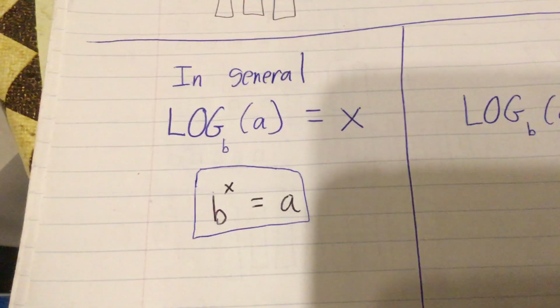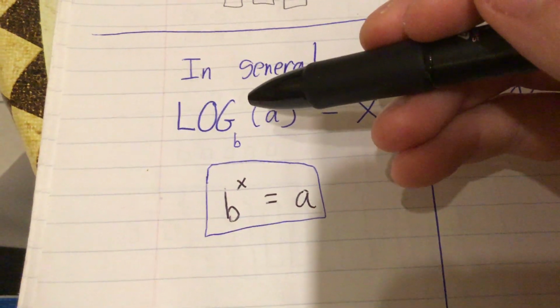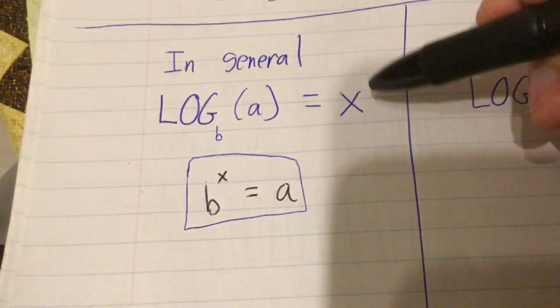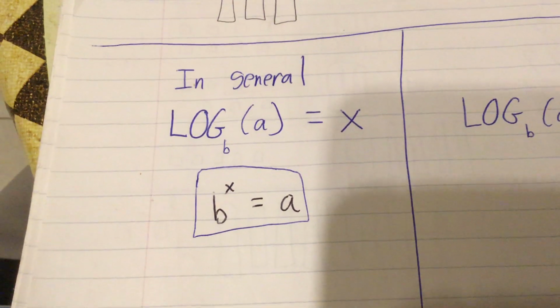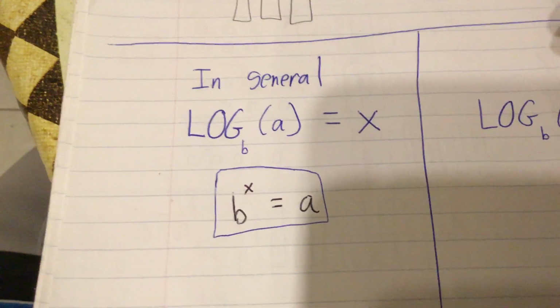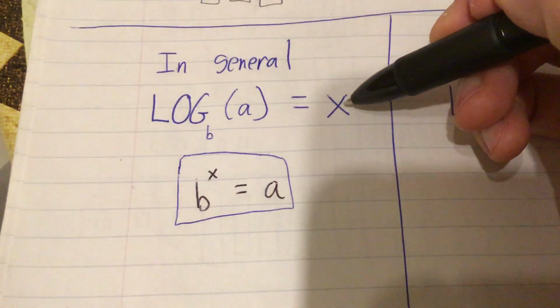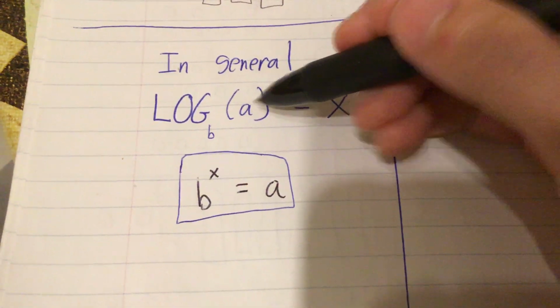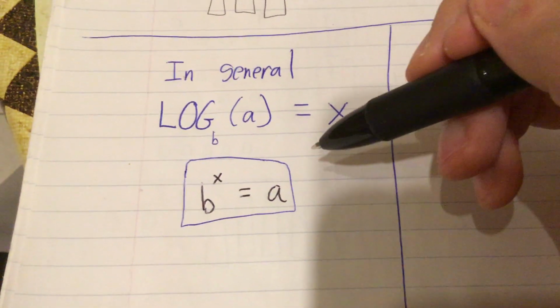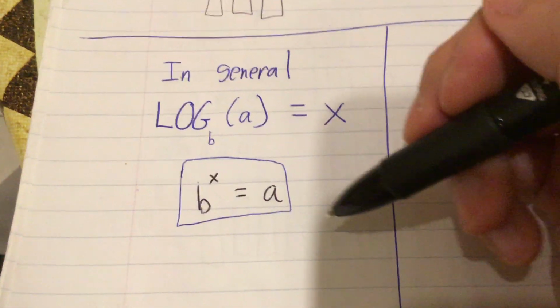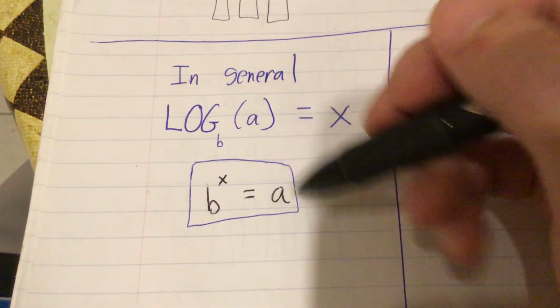So in general, you're given a logarithmic equation. We've got log base b of a is equal to x. And yesterday we found out that it's just another way of saying an exponential function, where we've got a base, we've got an exponent, and we've got an argument, or the output of the exponential equation. So base to the exponent power is equal to the argument.